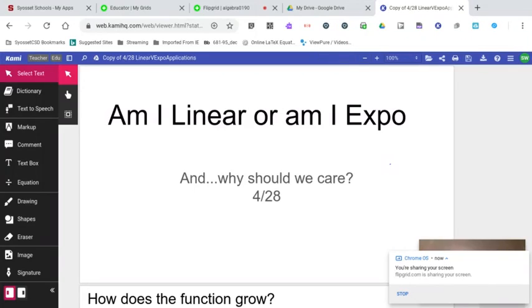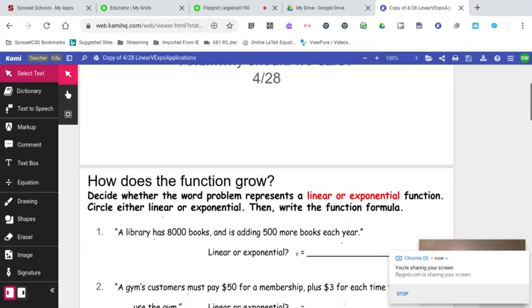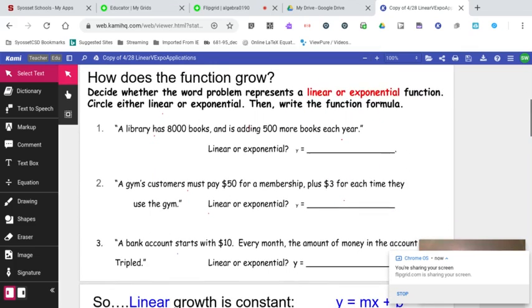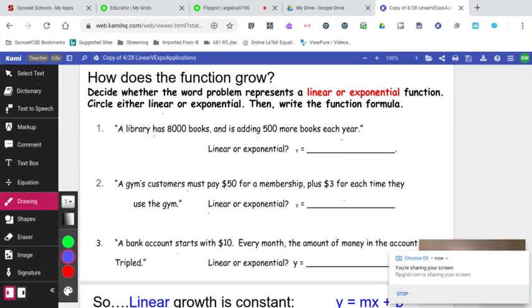Hi, Southwoods. Here to talk to you about what kind of real life situations can be modeled with exponential functions and linear functions. First, I'd like to give you a few examples of real life situations that are modeled by exponential as opposed to linear functions.